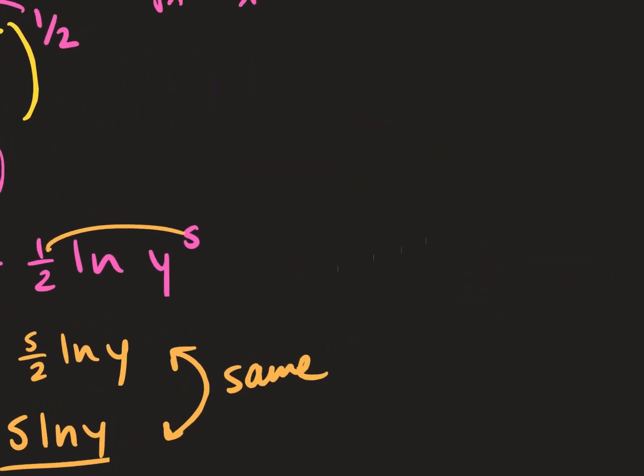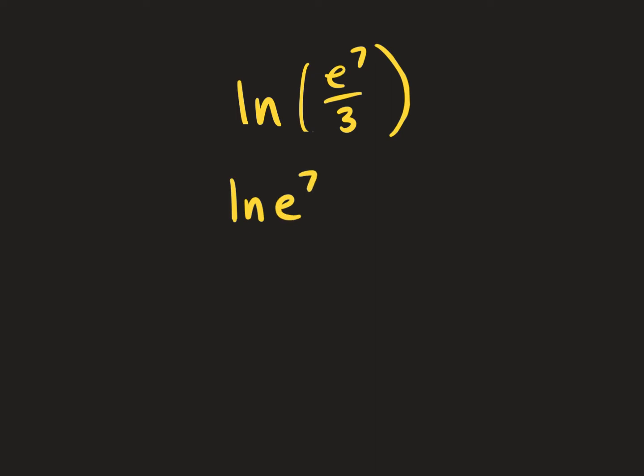And there's one more that I want to do that was a common question that you guys had from WebAssign. So it was ln of e to the 7th power over 3. How can I expand this? Subtract. So it would be ln of e to the 7th power minus ln of 3. Can I simplify it anymore? How? ln of e cancels, so it's just 7 minus ln of 3.